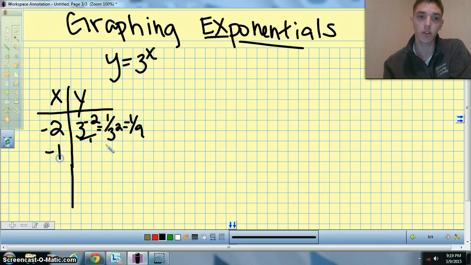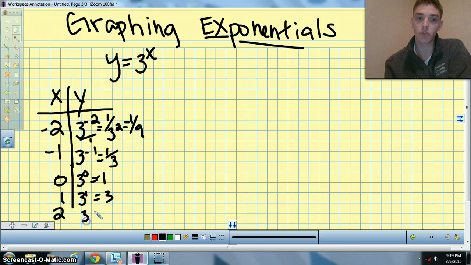Do the same for -1, plug that in. 3 to the -1, which is 1 over 3, so 1/3. And when we plug in 0 for x, we get 3 to the 0 power. Anything to the 0 power is just 1. Plug in 1, 3 to the first power is 3. And we'll also plug in 2, 3 squared, which is 9.